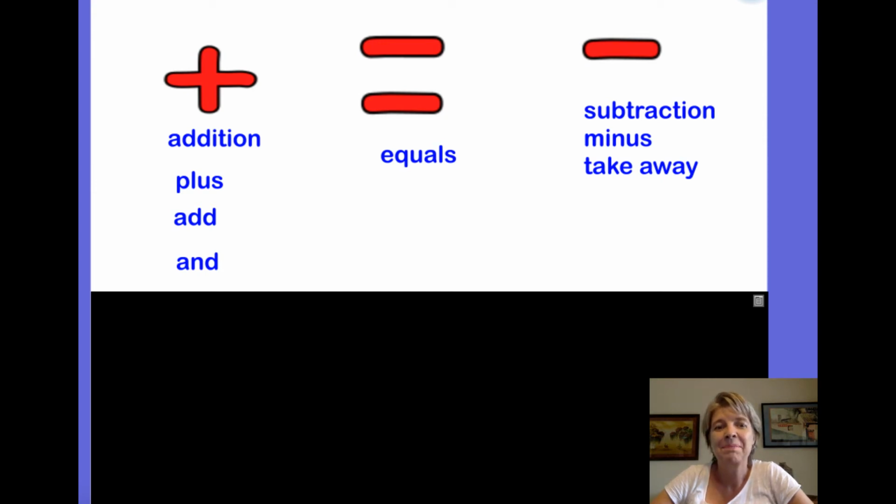Welcome back to maths. Do you remember yesterday in maths we looked at these three symbols? Remember that this is plus, this one is, what's this one? Minus, and this one is equals. We've used those a lot, haven't we?